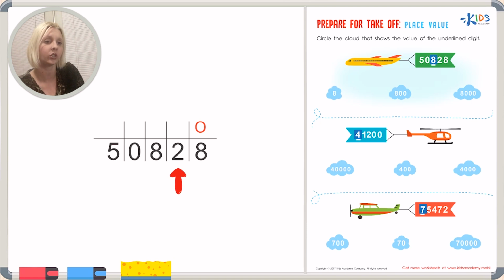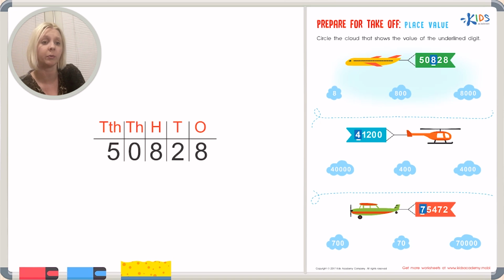This number right here is our tens, so I'm going to write a T to represent 10. This number is our hundreds place right here, and then this is thousands, so I'm going to write a TH, and this is 10 thousands, okay? So I'm going to write a T and a TH for 10,000.